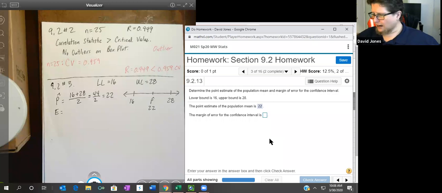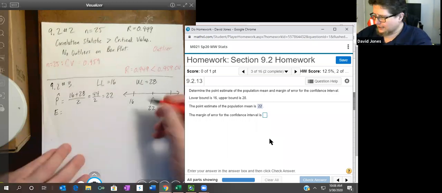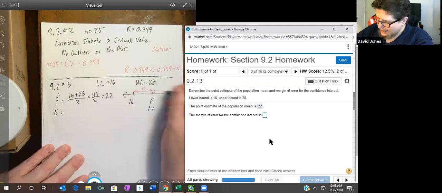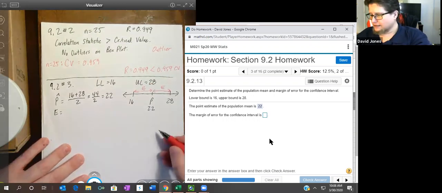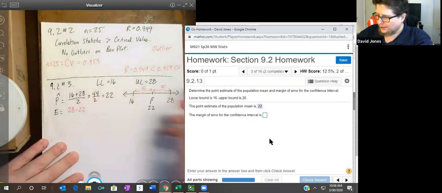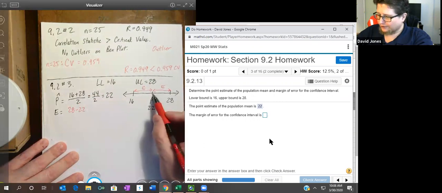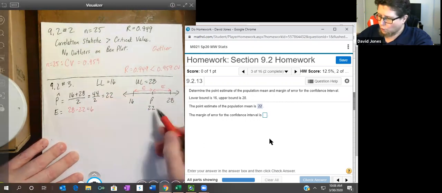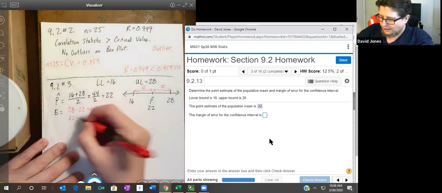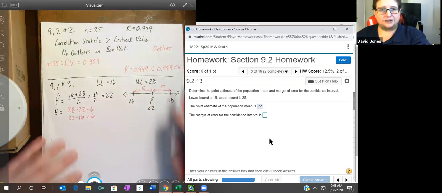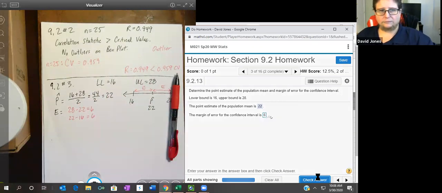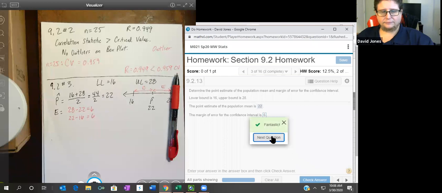And the margin of error, if you recall, is the distance between here and here, and here and here. So I can either do 28 minus 22, which finds the distance from here to here, or I can do 22 minus 16, which gives me the distance from here to here. They both give me the same answer of 6. That's it.